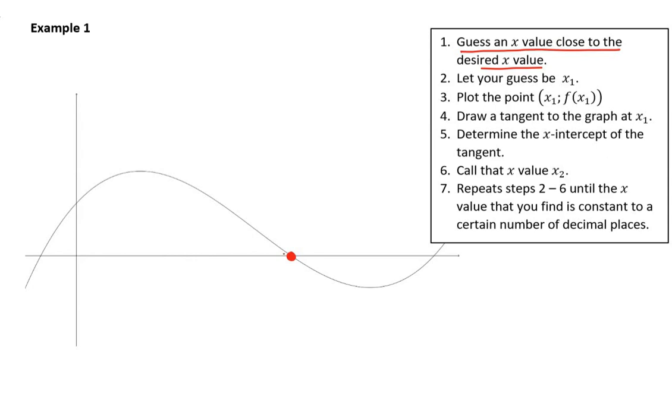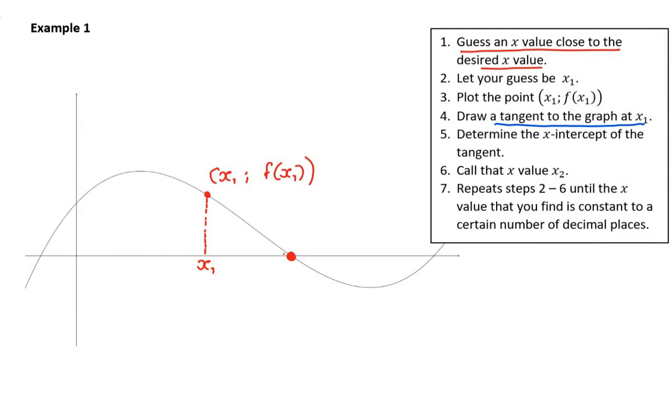So basically we're going to guess an x value close to the desired value. I'm just going to choose this x value here. I'm going to let my first guess be x1. So first step, guess an x value. Let the guess be x1. Step 3 says plot this point. It is the point x1 and the function value at x1. Step 4 then says draw a tangent to the graph at this x value.